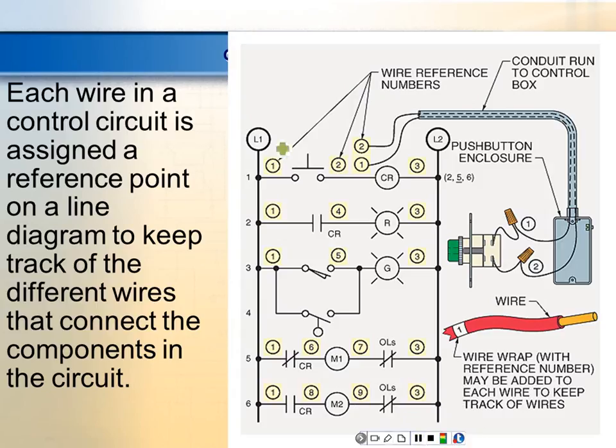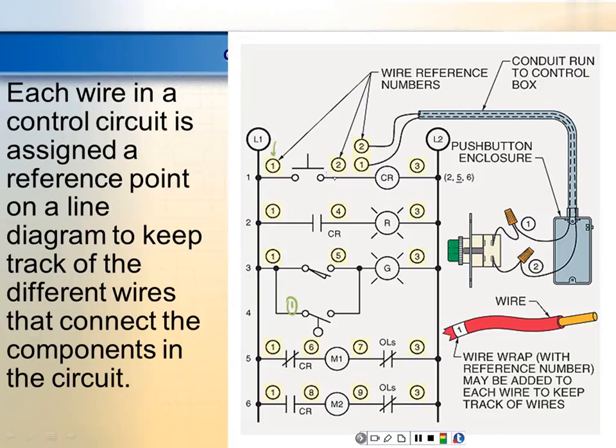As soon as I assign this number right here, then everything connected to L1 gets that same number. So that's line number 1. I mean wire number 1. Okay? So all these are wire 1. Y'all understand?